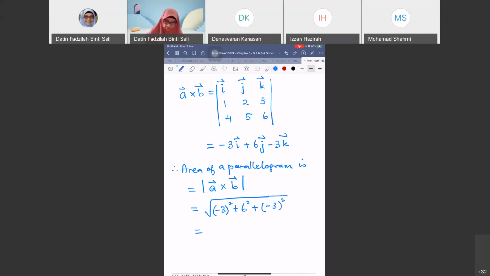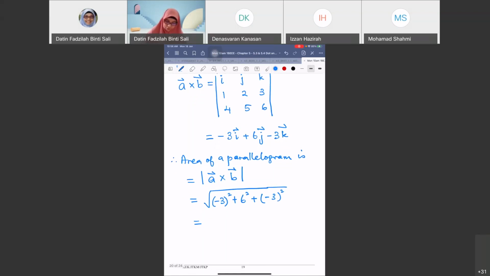So you use your calculator. 36 plus 9 plus 9. So 36 plus 18, isn't it? So that is square root of 54. You can just leave your answer like that, no need to change to decimal. So you can just say square root of 54 unit square. That's the area.